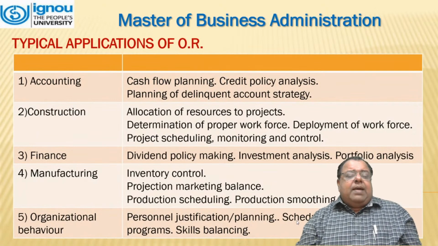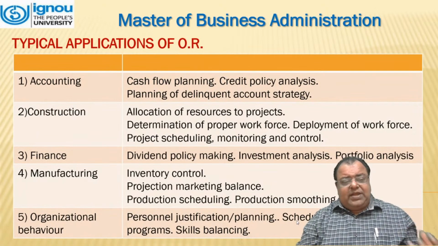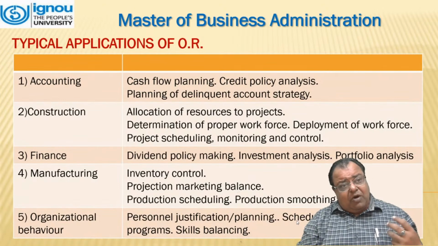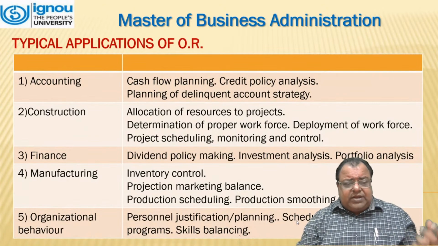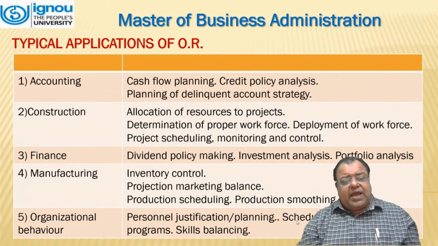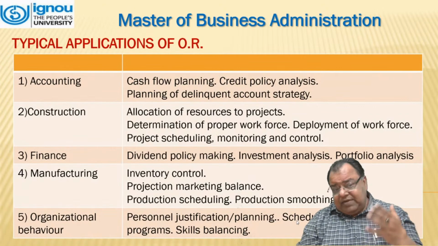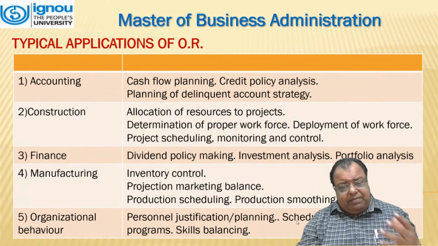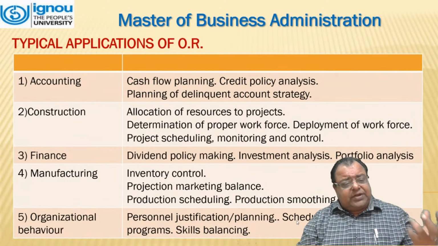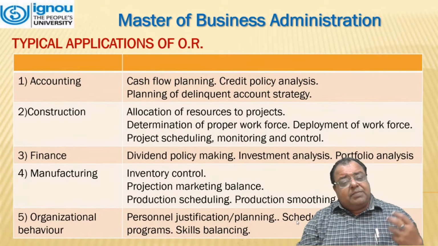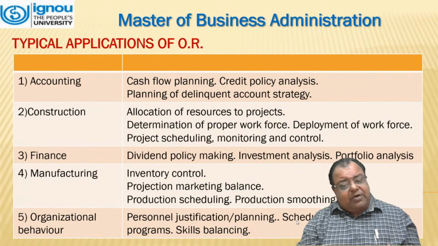Now we will talk about typical applications of operations research. Now we will see in which areas OR is being used or can be used. We talk about accounting that is related to finance. It is used in cash flow planning, credit policy analysis, planning of delinquent account strategy. And if we talk about construction, allocation of resources to projects, we have already said that there are PERT and CPM methods which are used for construction work. Determination of proper workforce, deployment of workforce, project scheduling, monitoring and control.